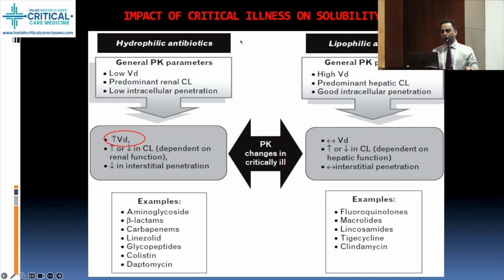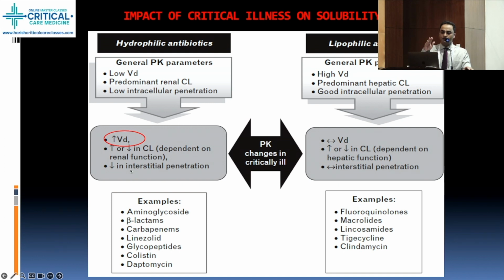If you see the impact of critical illness on the solubility and volume of distribution, remember, hydrophilic agents have a low volume of distribution in a normal patient. So what is going to happen in a critically ill patient, particularly septic, because of the peripheral vasodilatation, because of the distributive nature of the shock? Their volume of distribution is increased for hydrophilic agents. So increase or decrease in clearance depends upon the existing renal function.